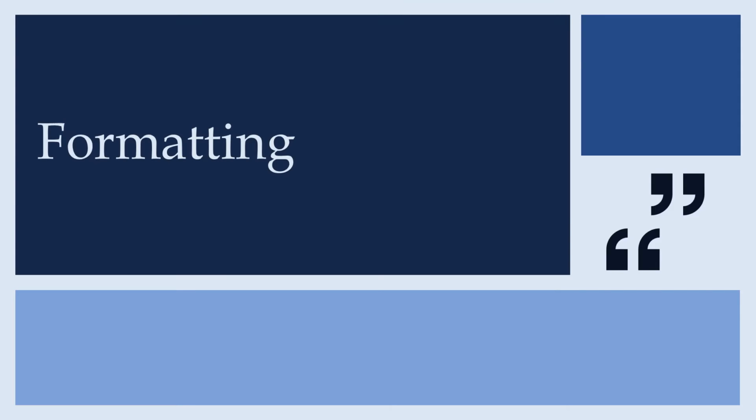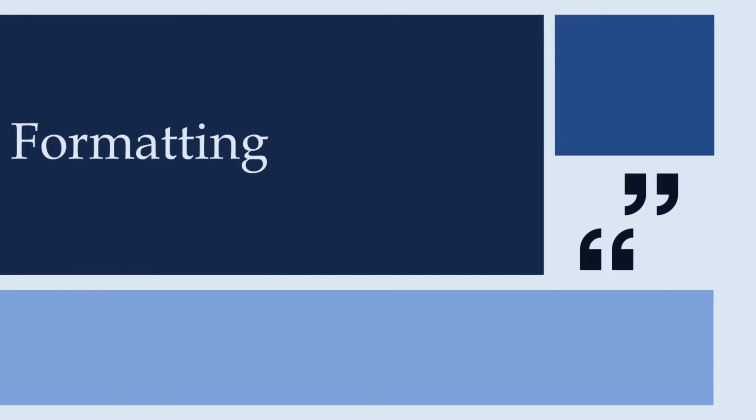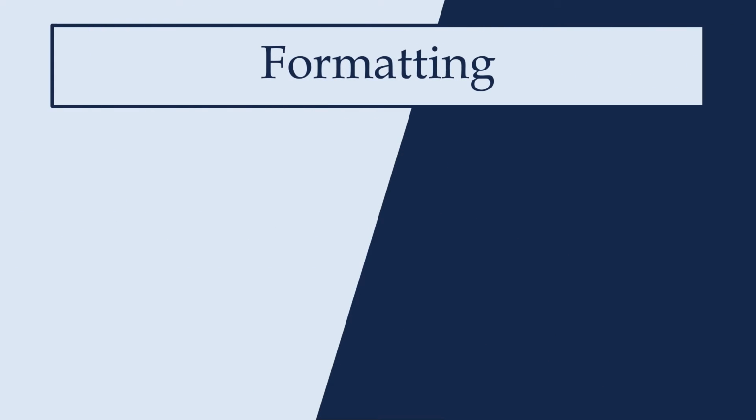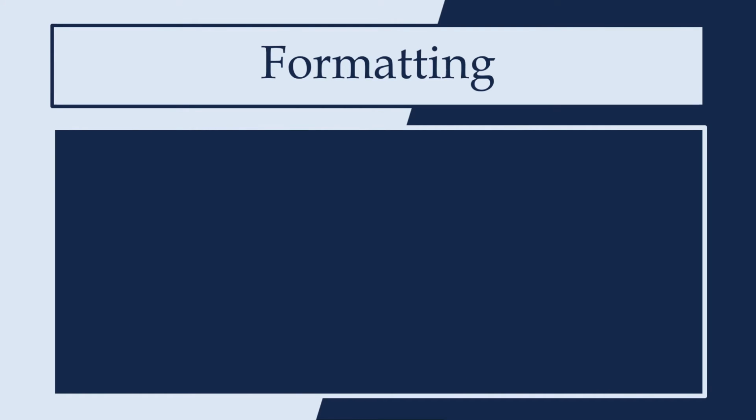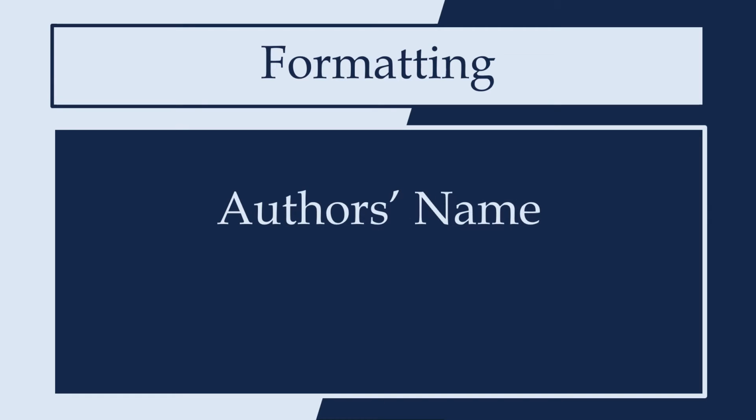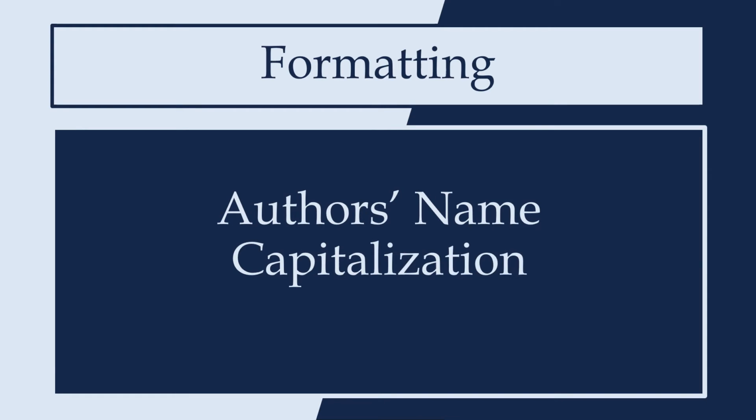In addition to understanding how to sequence the information in a reference entry, it is equally critical to understand how to format that information. When it comes to formatting the information presented in a reference entry, there are three key things we want to look at: authors' names, capitalization, and italicization.